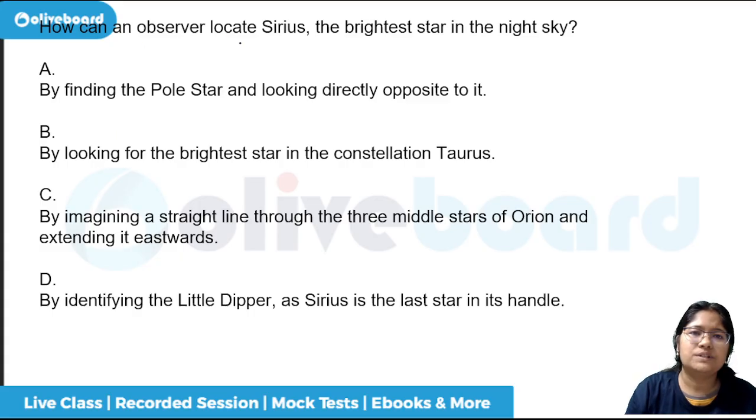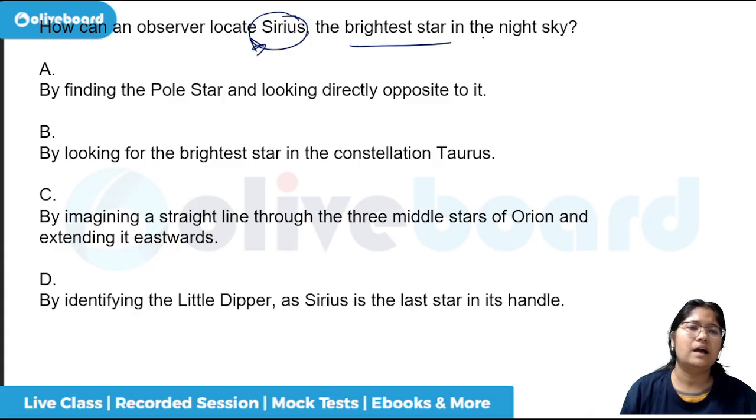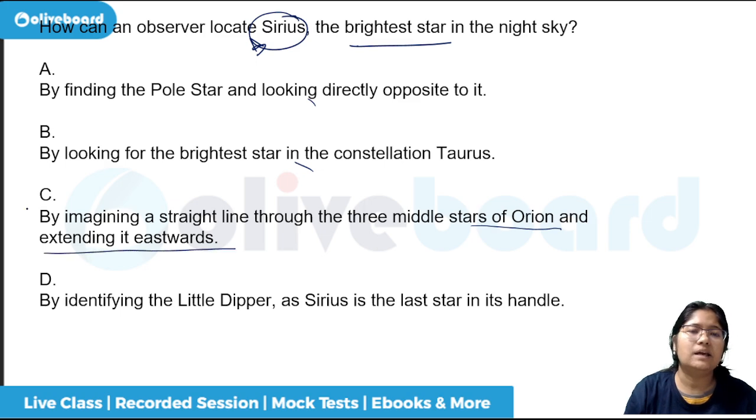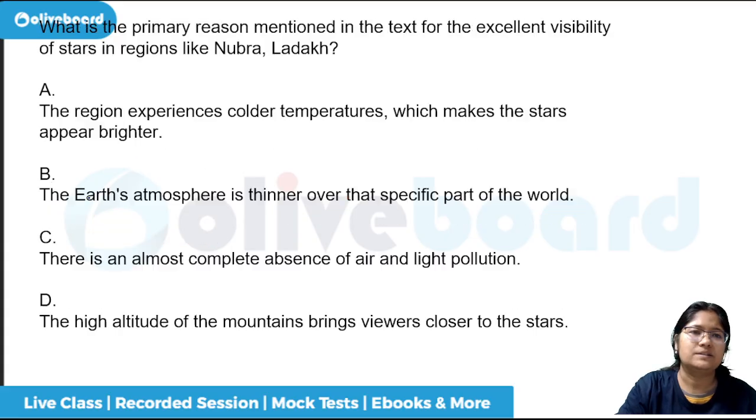How can an observer locate Sirius, the brightest star in the night sky? By finding the pole star and looking directly opposite to it, by looking for the brightest star in the constellation Taurus, by imagining a star line through the three middle stars of Orion and extending it eastward. So C is the correct answer.